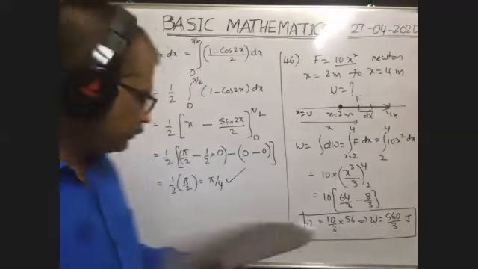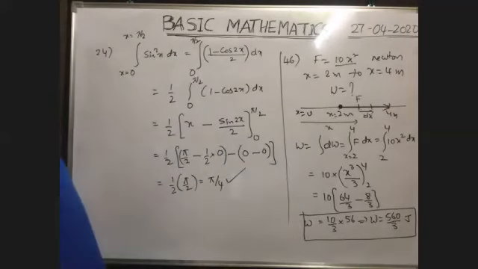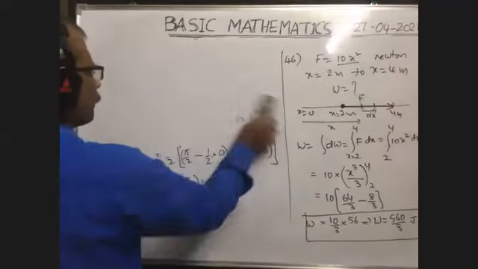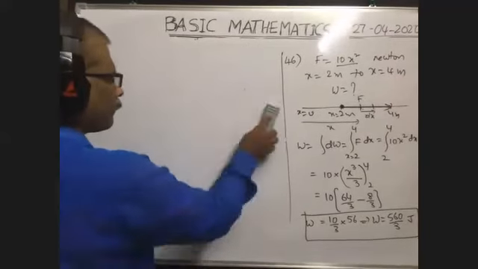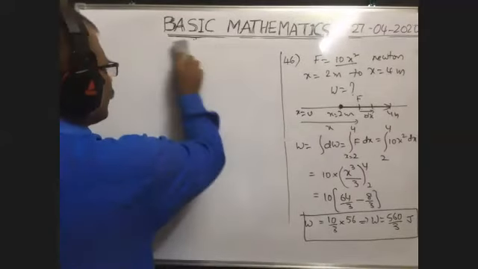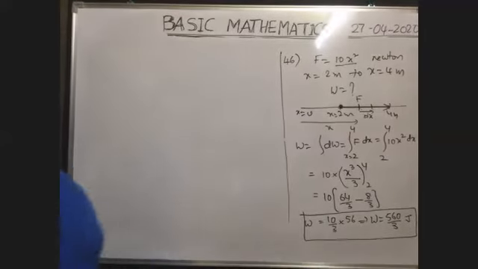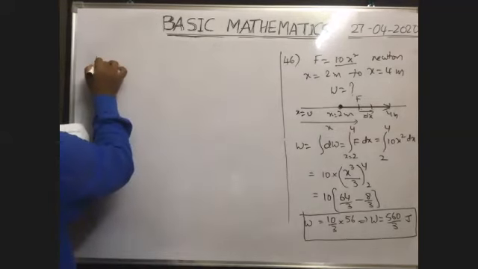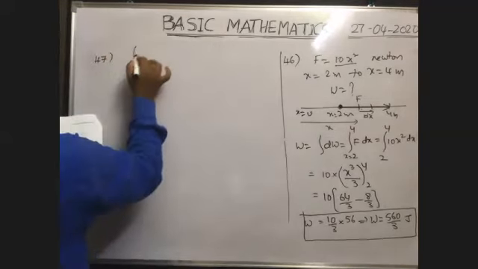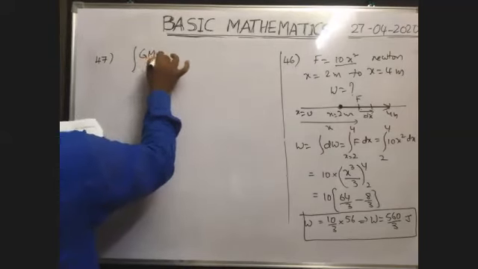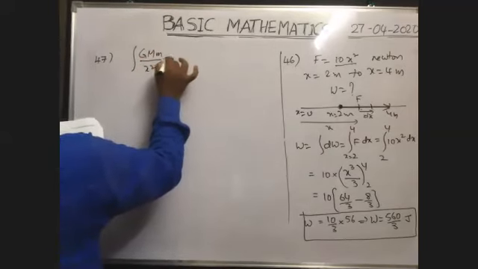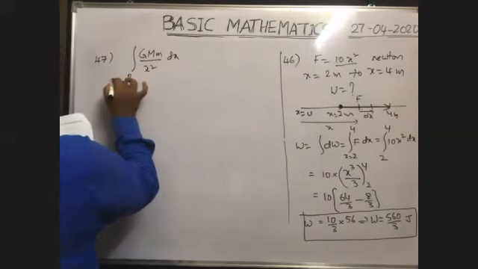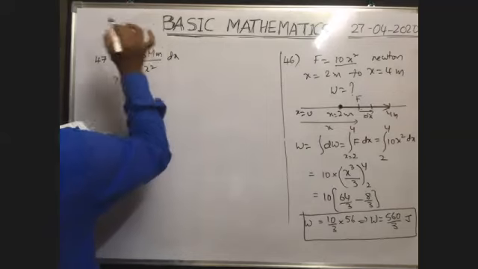One more problem. Number 47. Integral of G capital M small m by x square into dx, limits capital R to infinity, that means x equal to capital R to infinity.